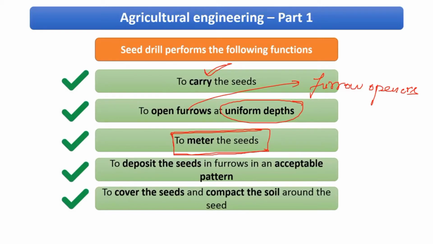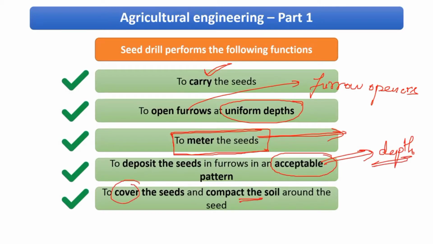Now if you are doing it manually, a person manually putting the seeds in the furrows, it is called manually metered. But if a machine itself is dropping the seeds, traveling from the seed tube through the furrow openers, then we call it a seed metering mechanism. Then it deposits the seeds in furrows in an acceptable pattern, that means at a uniform depth and at a constant rate. The last step is to cover the seeds and compact the soil around the seed. So these are the various functions that a seed drill usually performs.